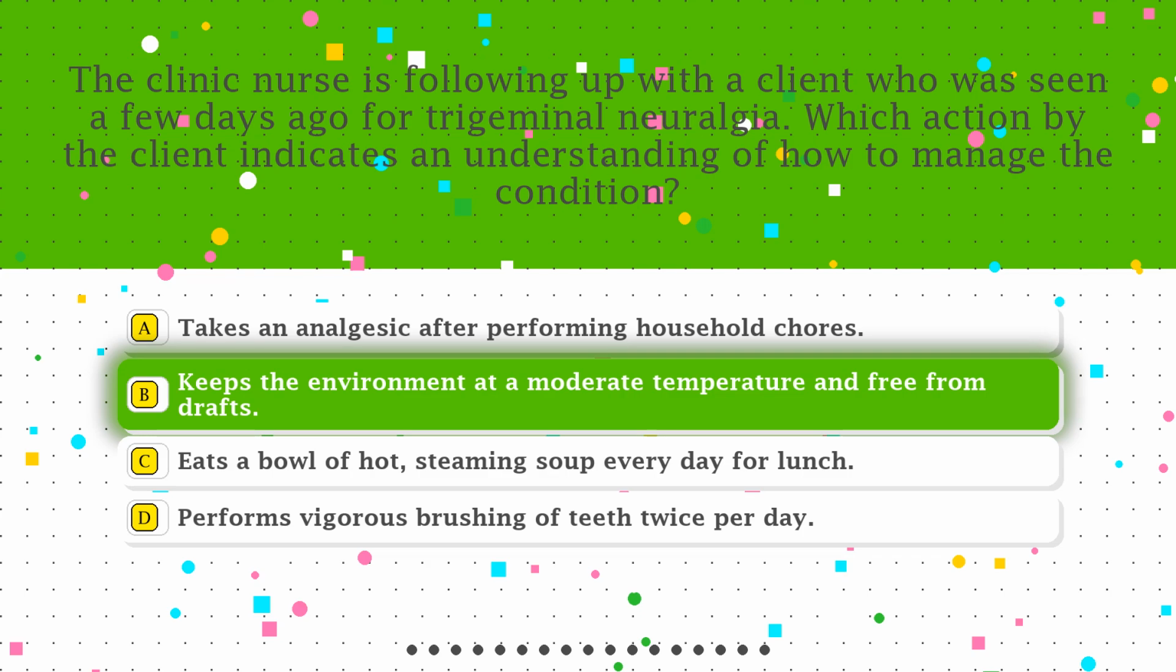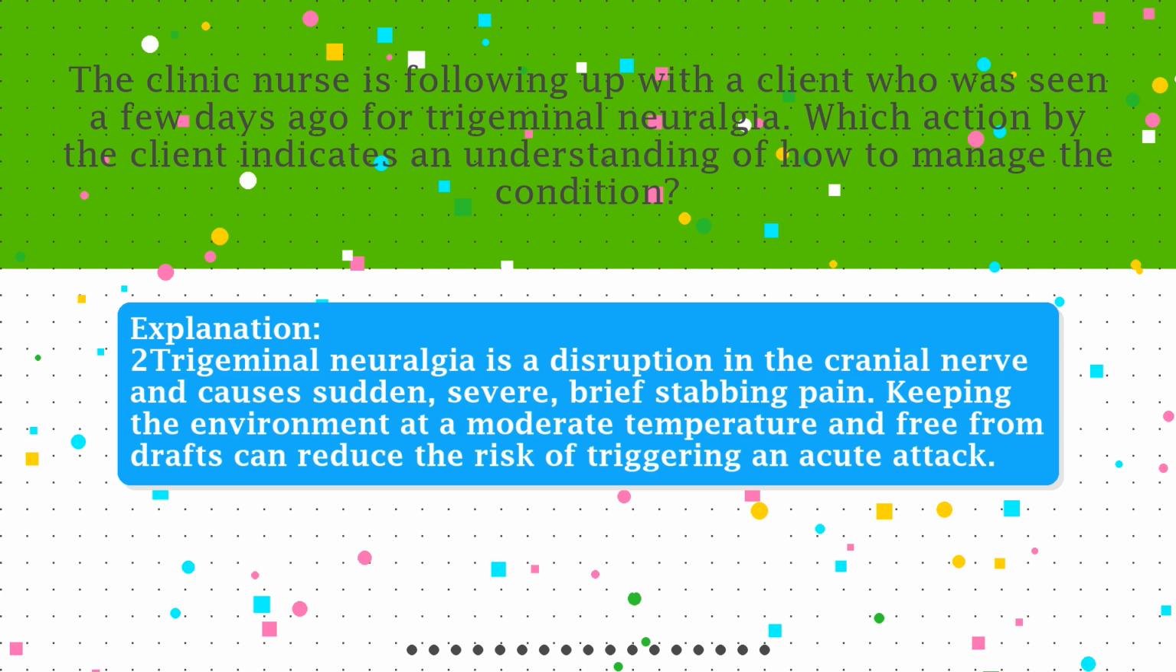The correct answer is option B. Keeps the environment at a moderate temperature and free from drafts. 2. Trigeminal neuralgia is a disruption in the cranial nerve and causes sudden, severe, brief stabbing pain. Keeping the environment at a moderate temperature and free from drafts can reduce the risk of triggering an acute attack.